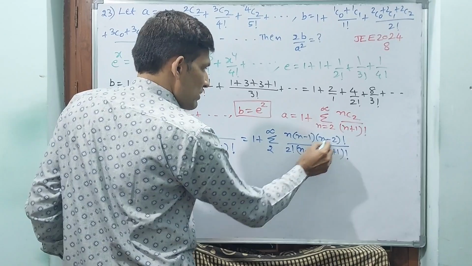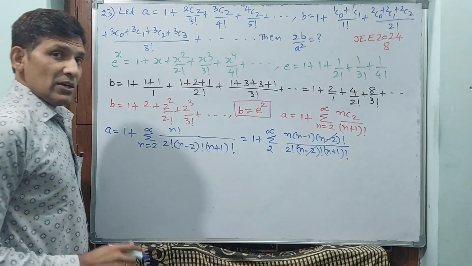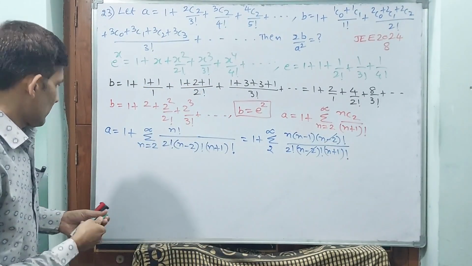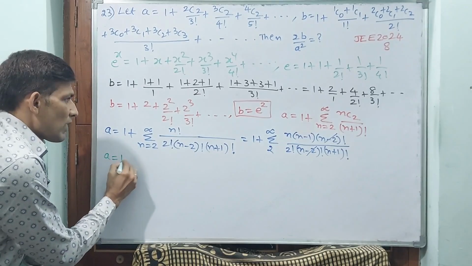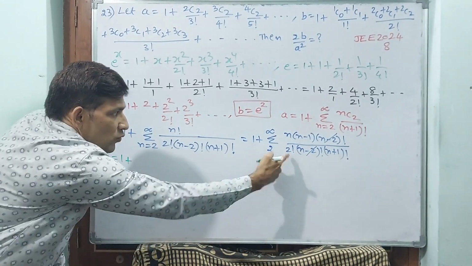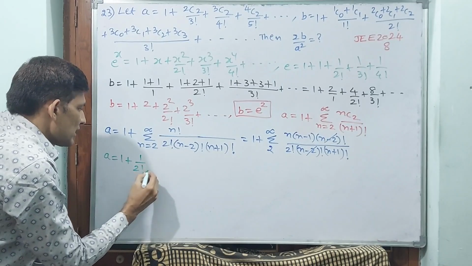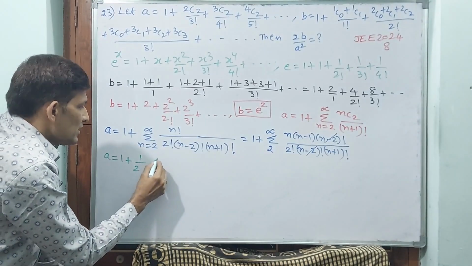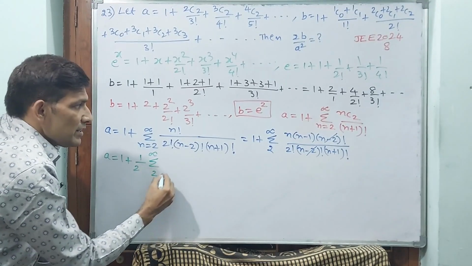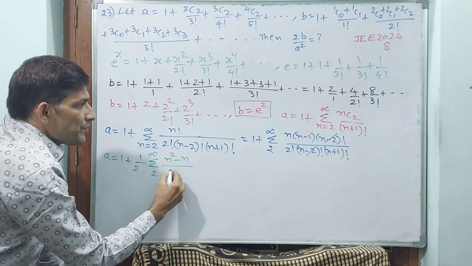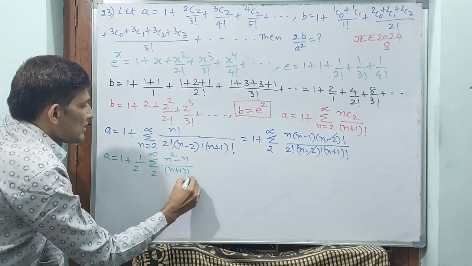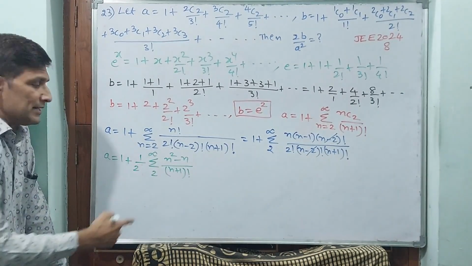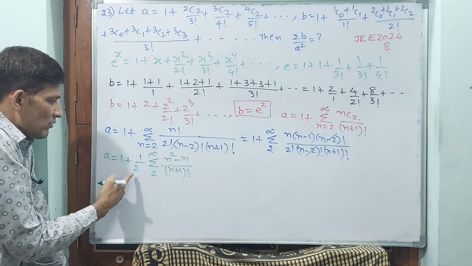See, if I cancel out n minus 2 factorial, that means the numerator has no factorial, only the denominator has it. Again I will write like this. A is equal to 1 plus, this 2 factorial I am going to take outside, 1 by 2 only. Sigma 2 to infinity of (n square minus n) by (n plus 1) factorial. Is it correct? Because the numerator is n into n minus 1, that means n square minus n, and the denominator is n plus 1 factorial. The 2 factorial I have taken outside, it is a constant.